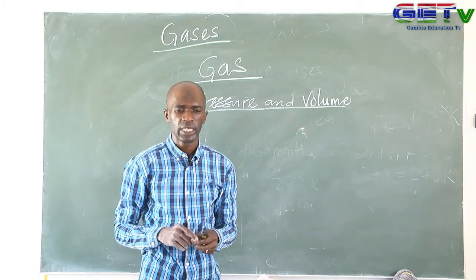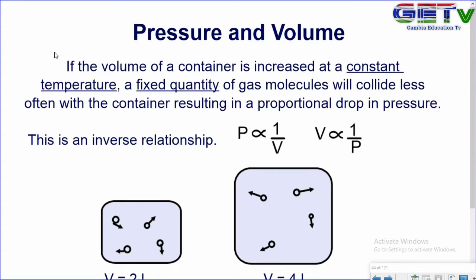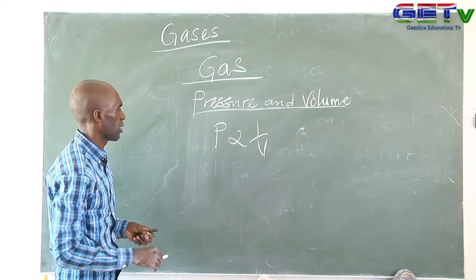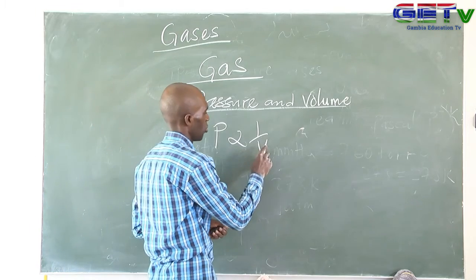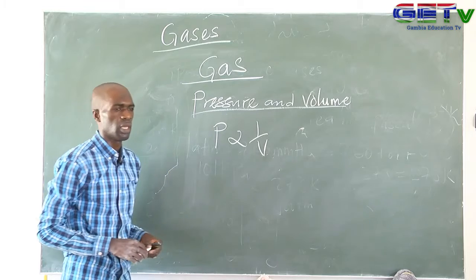If the volume of a container is increased at a constant temperature, a fixed quantity of gas molecules will collide less often with the container, resulting in a proportional drop in pressure. This is an inverse relationship, meaning P is inversely related to what? Volume. Okay. That is, if P increases, volume will decrease. If P decreases, volume will increase.